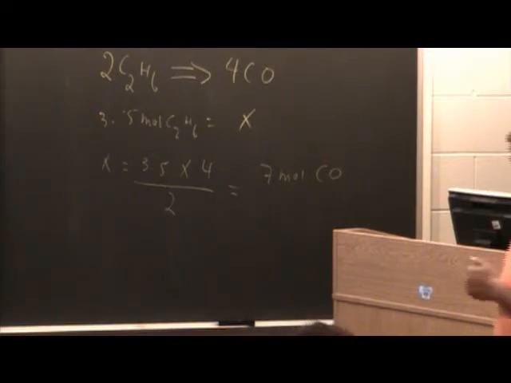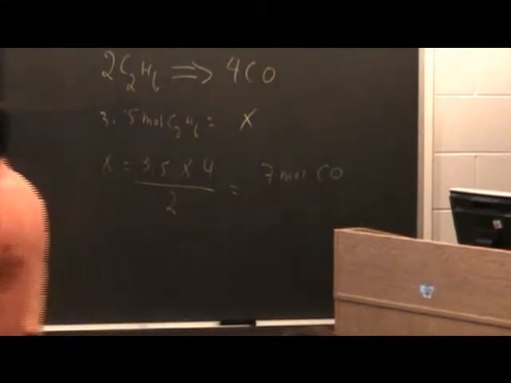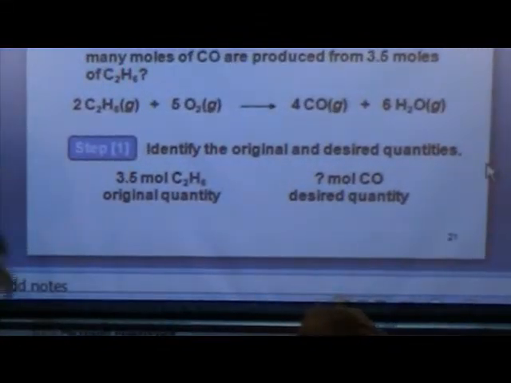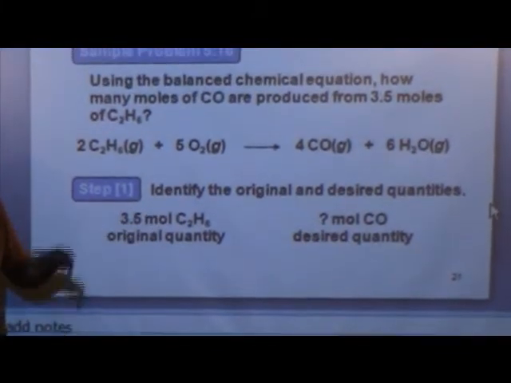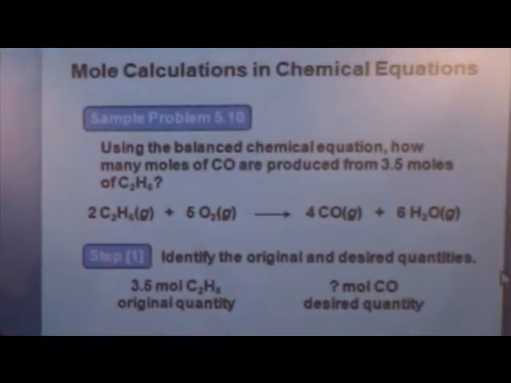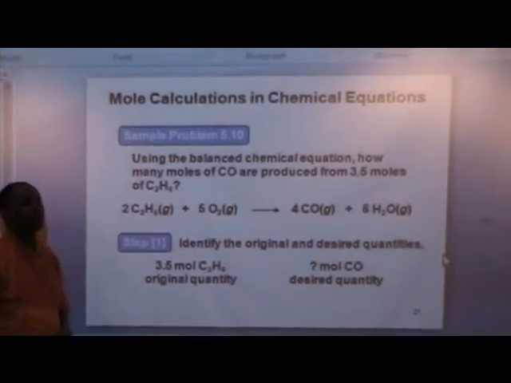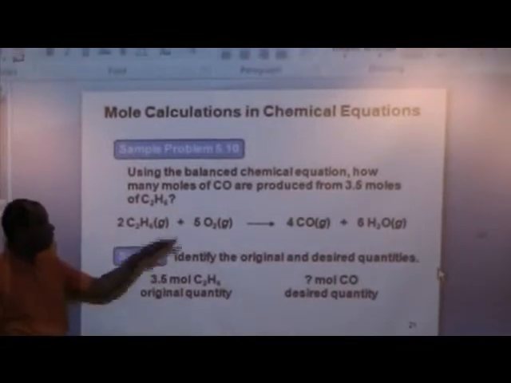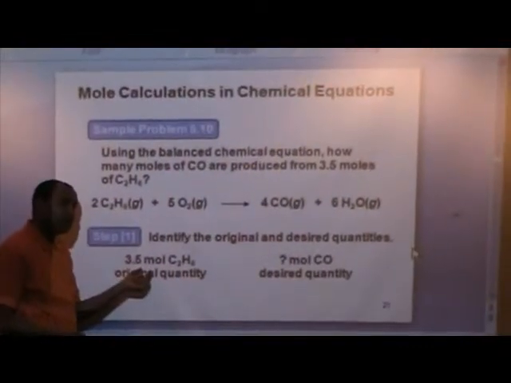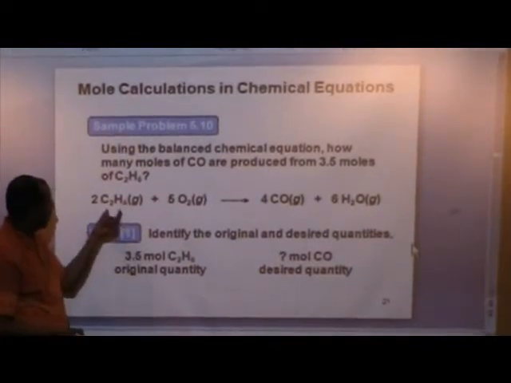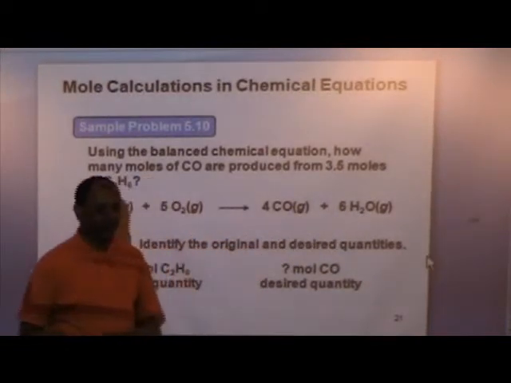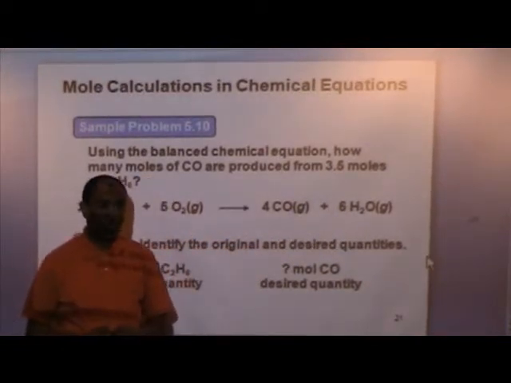Now let me expand this a little bit. Let me change this number a little bit. Instead of 3.5, I'm going to give you my number. I have 8 moles of C2H6. Use this equation as is, and instead of 3.5, use 8. If I have 8 moles of C2H6, how many moles of water can be generated? How do you answer this question?